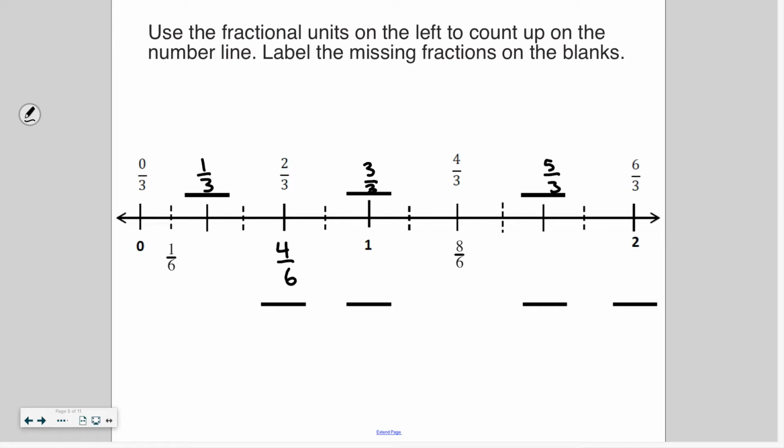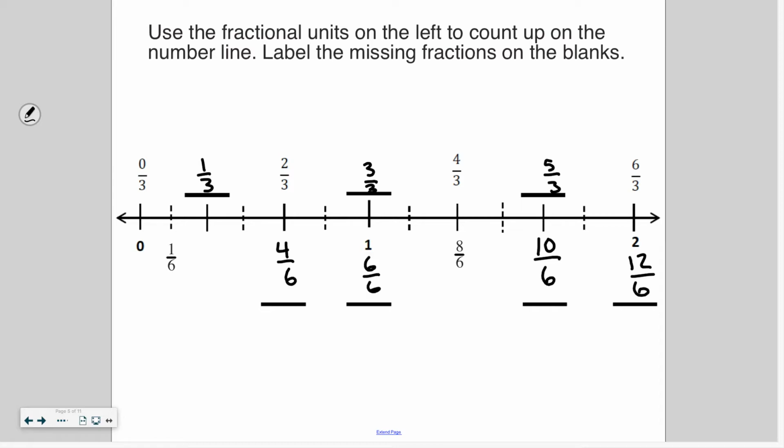This would be 5 sixths. 1 whole would be 6 sixths. 7 sixths, 8 sixths, 9 sixths, 10 sixths, 11 sixths, and 12 sixths. Kind of sounds like a tongue twister.